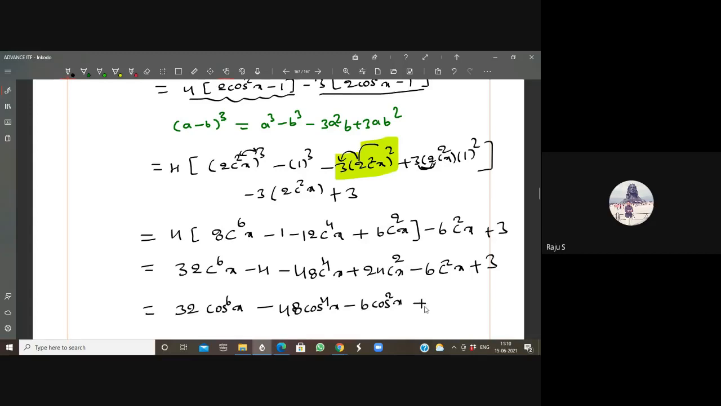Now plus 24 cos square x minus 6 cos square x, that gives 18 cos square x. Exactly, 24 minus 6 is 18. Then plus 3. Is it right? Minus 4 plus 3. Plus 1 or minus 1? Minus 1. Here minus 4 is there.